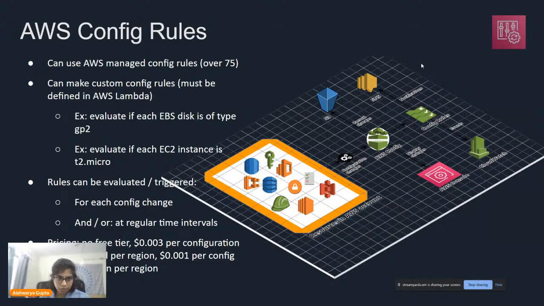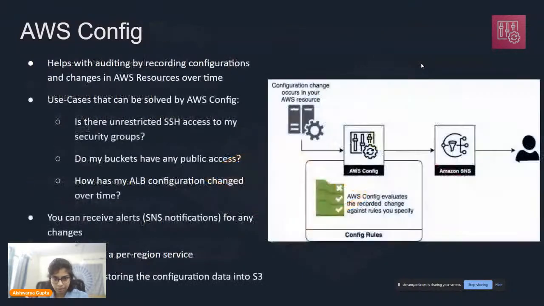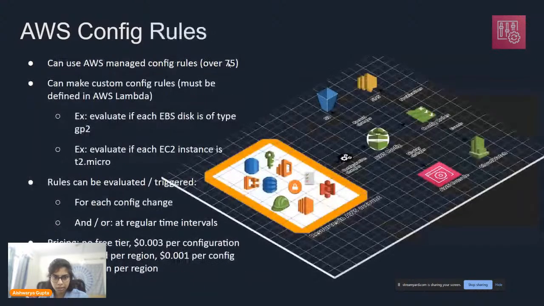So what are Config rules? These can be AWS managed rules, right? AWS has defined some rules for us, some very popular use cases, like I mentioned here. There are already defined rules by AWS that we can directly attach to our AWS Config, and it helps recognize all the compliant and non-compliant resources in a given account.